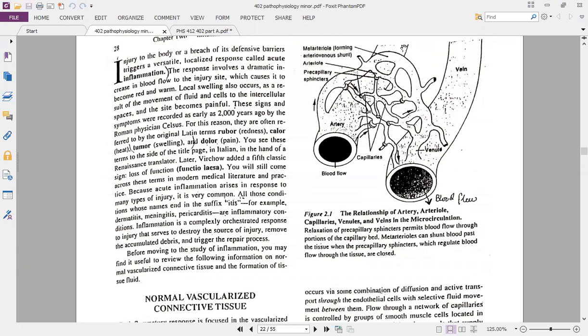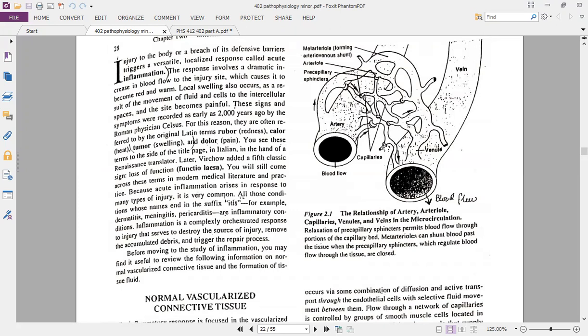Why is this occurring? Whenever a cell or a tissue encounters any injury, a complexly orchestrated response to that injury starts to occur. The basic aim of this inflammation, or this cascade of events, is to destroy the source of injury, remove the accumulated debris, and initiate events that can cause repair of the injured tissue. So basically, inflammation aims to clear off the very cause that caused the inflammation to begin because of that certain injury.